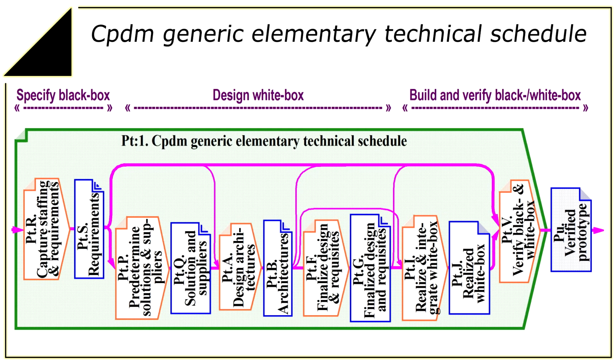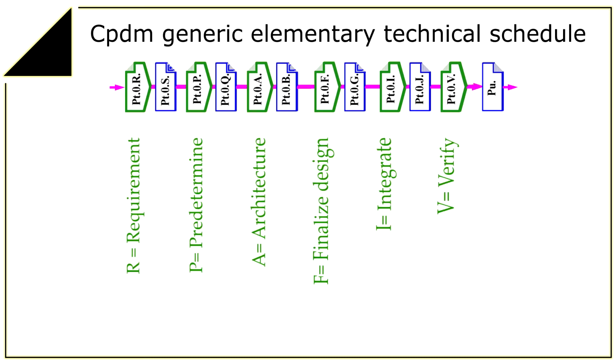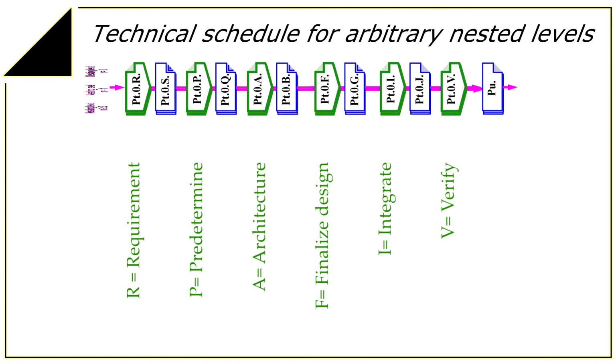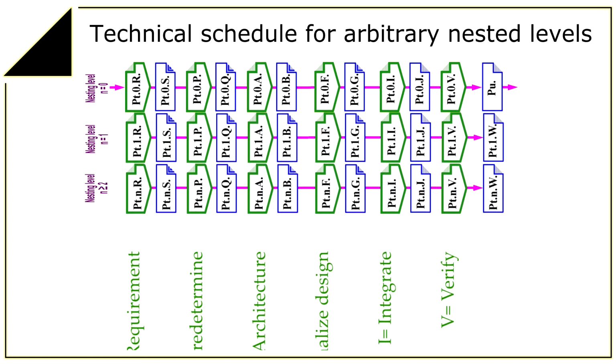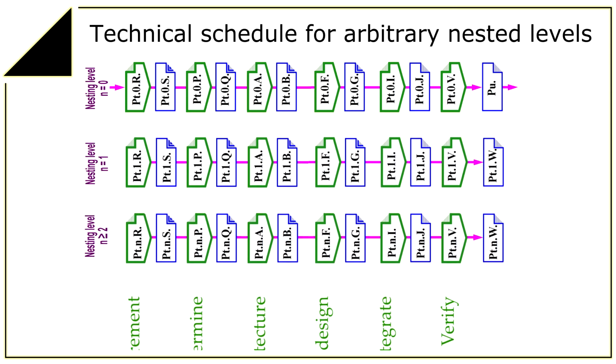As I have shown in my previous video clips and show here again, this CPDM basic technical schedule is simple but comprehensive. In fact, too simple to be used for complex products. Also note that the symbol letters refer to the activity names. The too simple schedule can be expanded to a flexible and powerful model by making it nested.